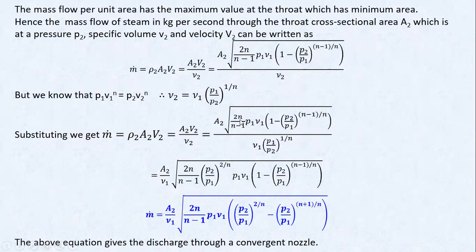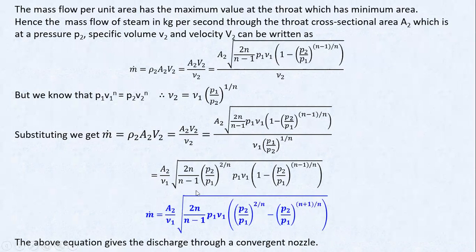So we are substituting 2n by n minus 1, this P2 by P1 power 2 by n into P1 V1 multiplied by 1 minus P2 by P1 power n minus 1 by n. And simplifying, we'll get the mass flow rate at the throat equal to A2 by V1 square root of 2n by n minus 1 P1 V1 into P2 by P1 power 2 by n minus P2 by P1 power n plus 1 by n.